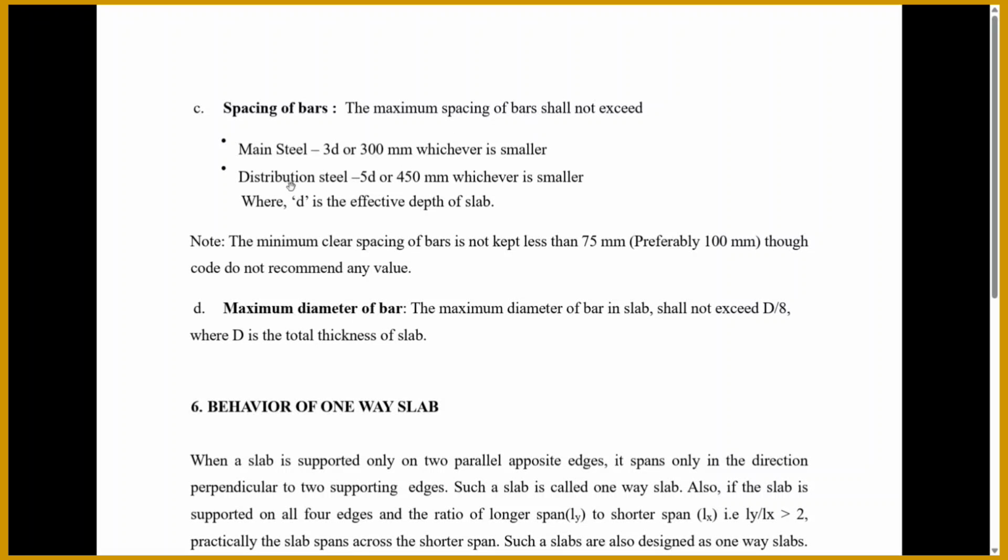For the distribution bar, the criterion is 5D or 450 mm, whichever is smaller. You don't have to exceed this, whichever is smaller, for the spacing of the bar. D is the effective depth of the slab, as you know.